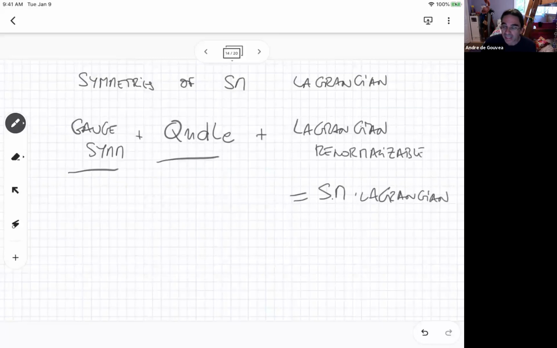Okay, so if I do this, then you get the standard model Lagrangian. If you follow this recipe, there's a fun fact, which is after you follow this recipe, there's some global symmetries.